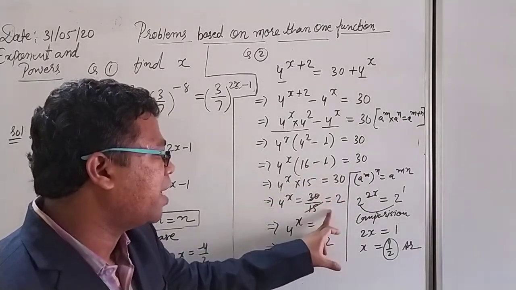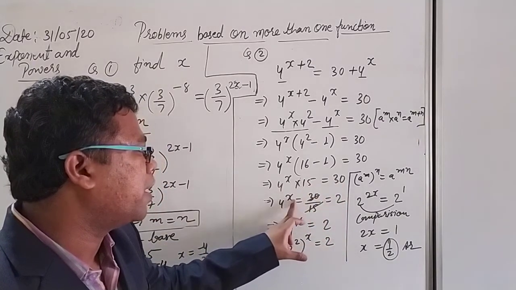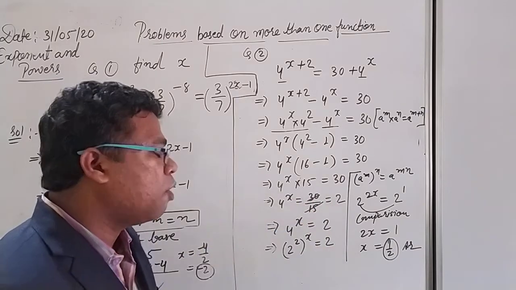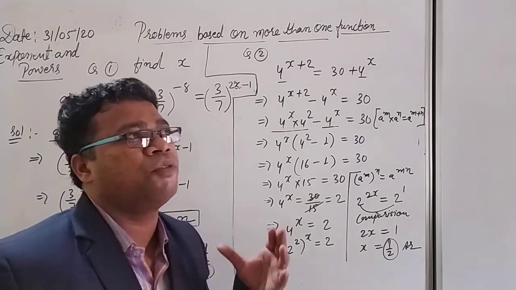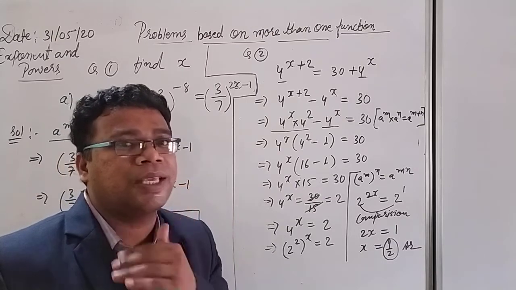That 15 I can transfer there because 30 is waiting for 15. 4 to the power x is equal to 30 upon 15. This will give me 2. From here the logic starts actually. What I have to do at the last is compare the powers, and first I have to make the bases equal.